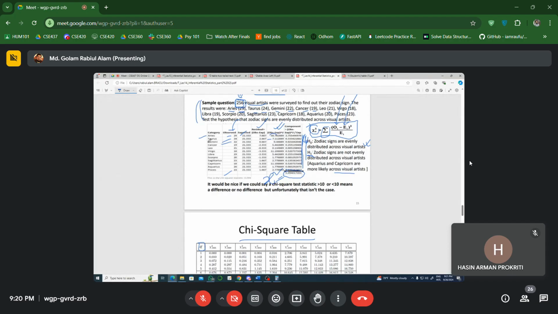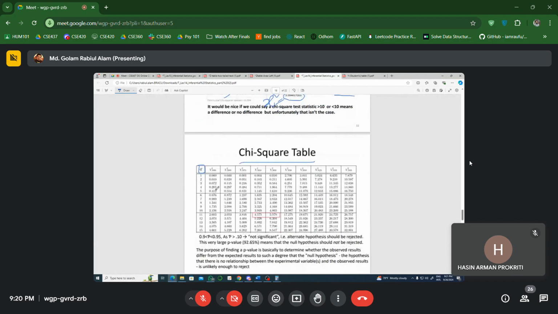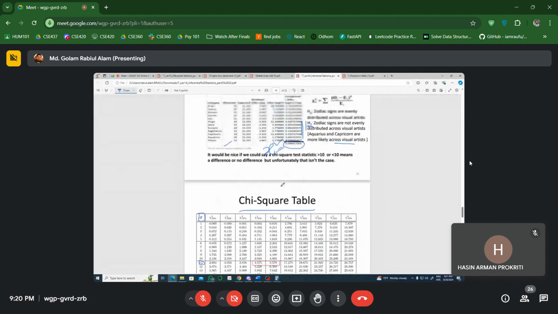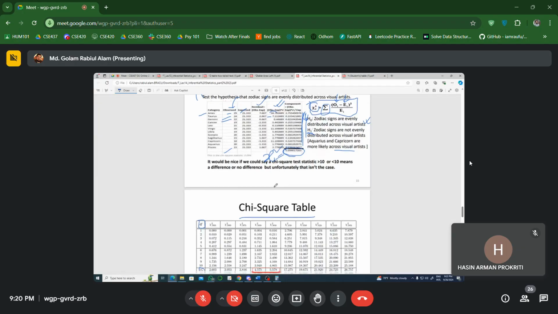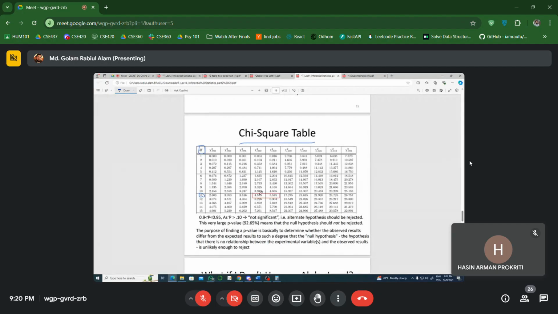So 12 minus 1, that is 11. Okay, so here the degree of freedom is 11. And if we want to find out this value, this is 5.094. So 5.094 will be within this duration. Then we can see that within this duration, there is a critical value or p value. It will be 0.95. Here is the 0.95.